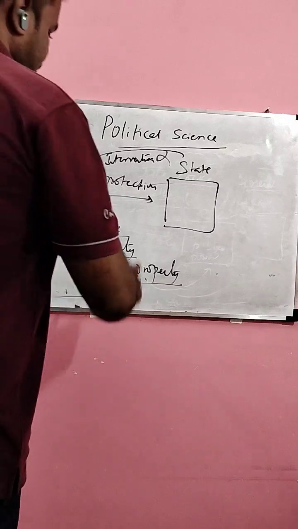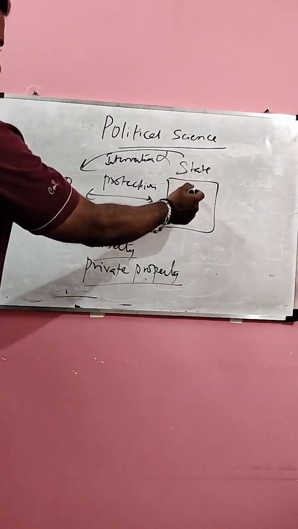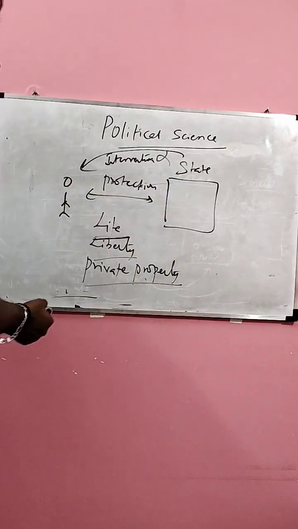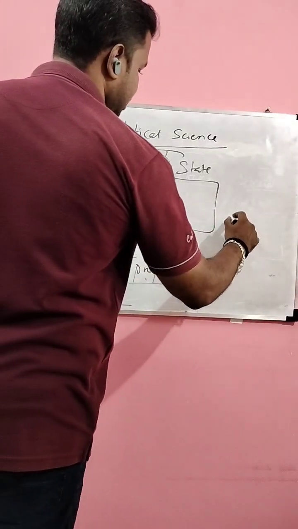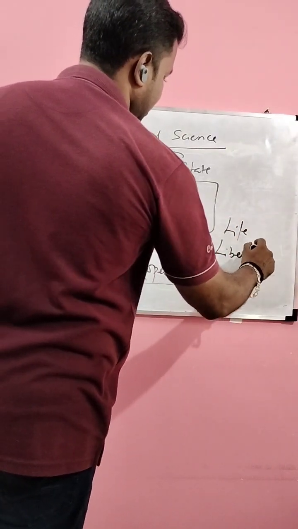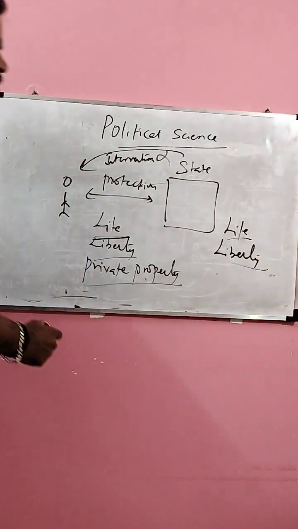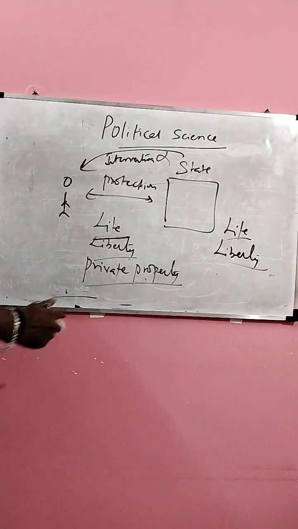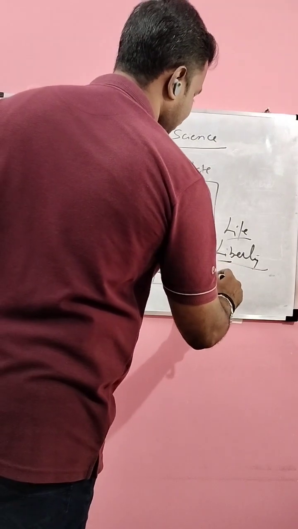Madison and Jefferson also spoke about the state. They also wanted the state to protect the individual. They also said that the state should protect life and liberty, but they don't accept private property as an important concept. Instead of private property, they advocate the pursuit of happiness.